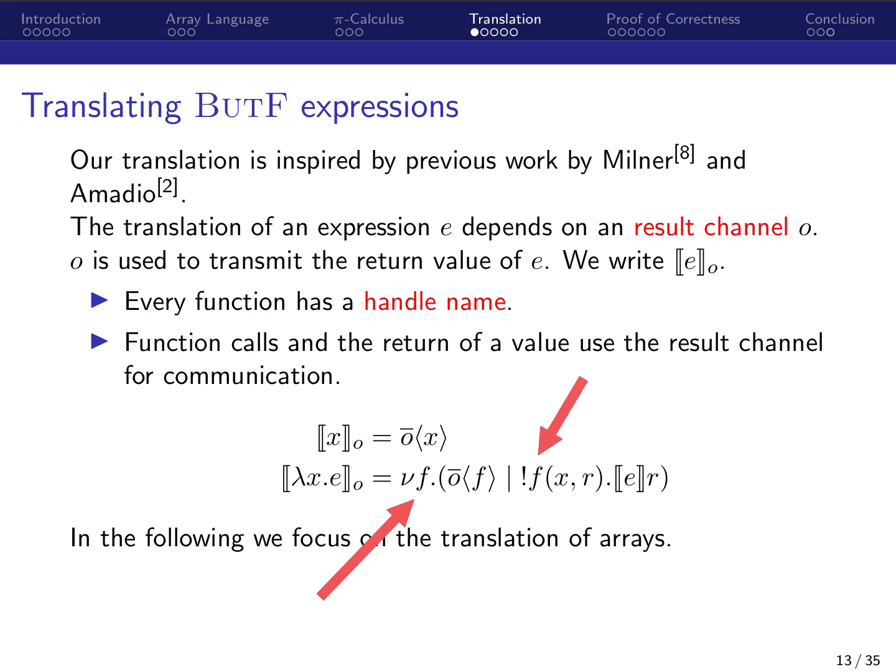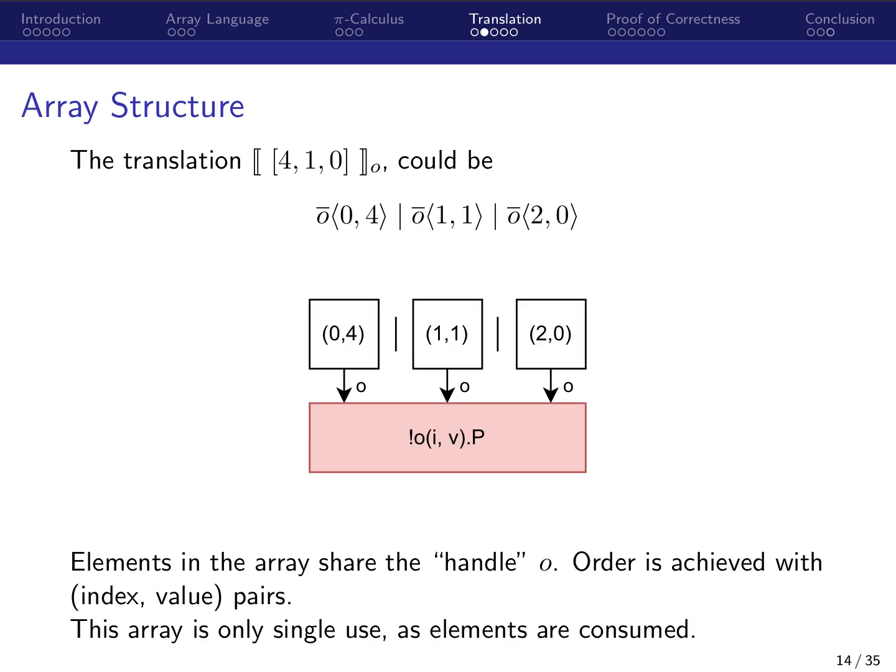But we're not going to talk about these completely standard features of the lambda calculus. We're going to focus instead on the translation of arrays. Now, here's one way of thinking about it. If we have an array with 3 places that contain the elements 4, 1, and 0, how could we express that? We could have an output channel for each cell on which we can transmit the index of the array and the value stored in that particular cell in the array.